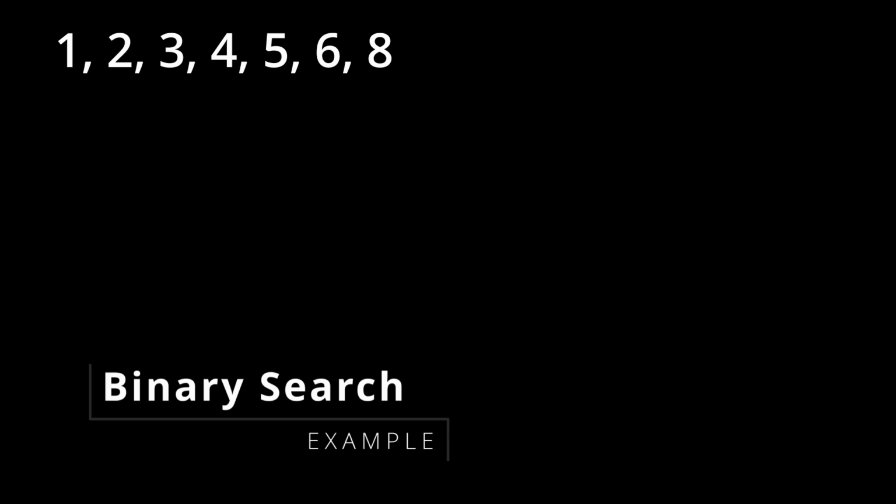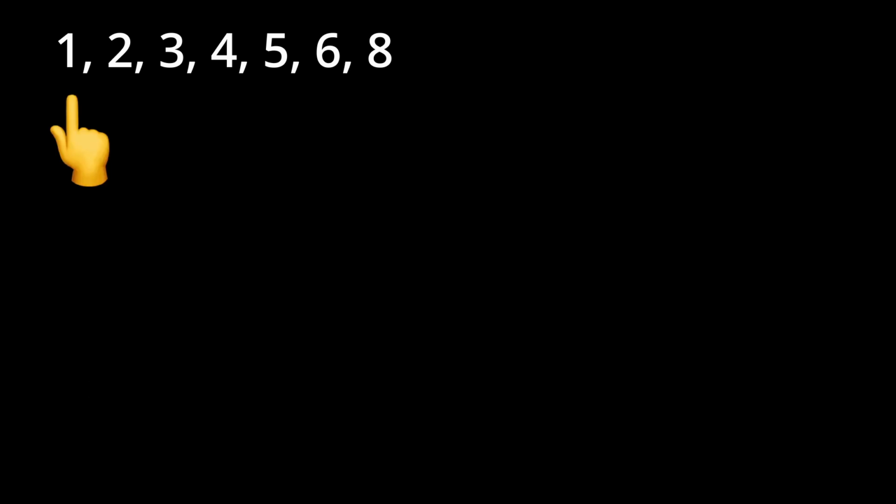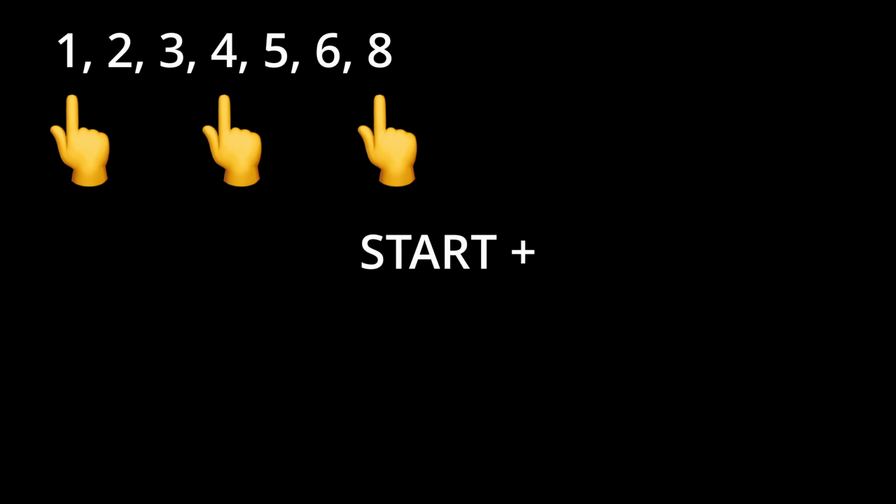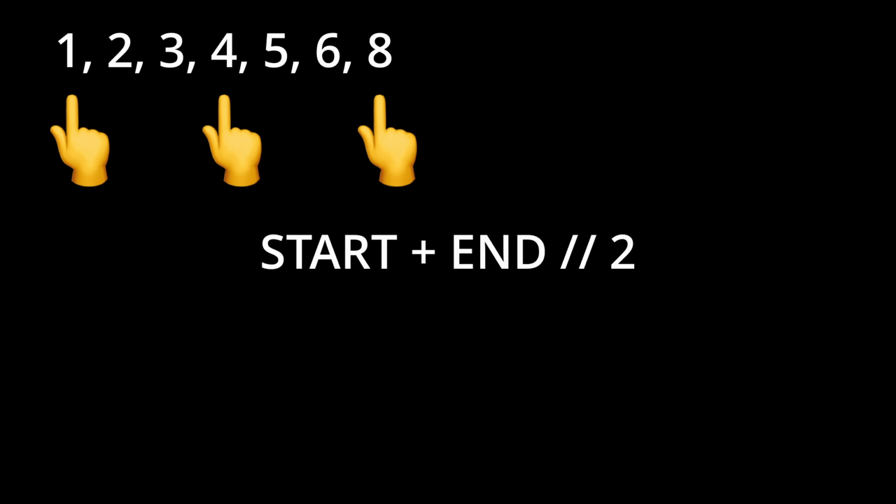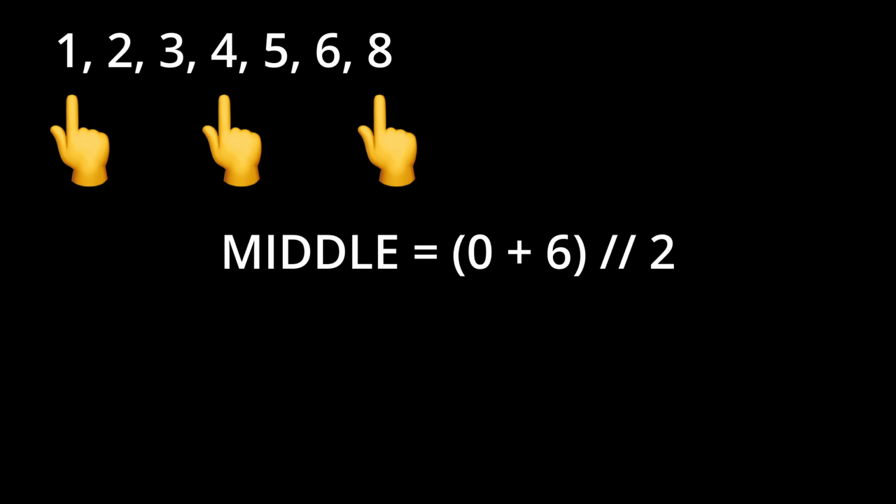So moving into what binary search actually is through an example. If we have a list and our start pointer points to the beginning of the list and our end pointer points to the end, we have our middle pointer, which is start plus end, floor division 2. So in our case, if start is 0 and end is the end of the list, middle will be start plus end, floor division by 2.